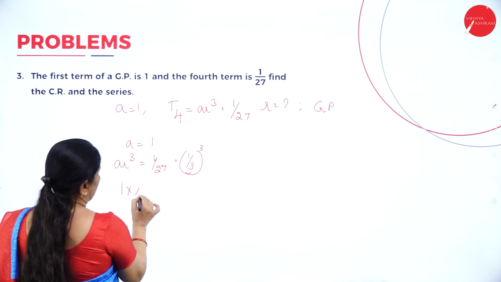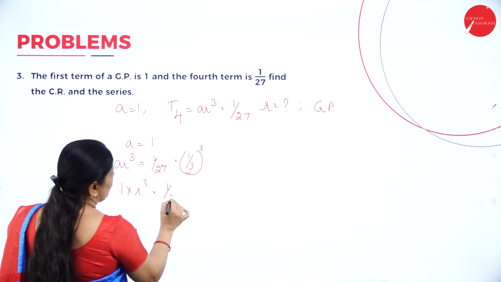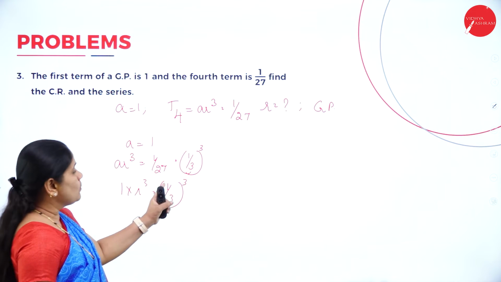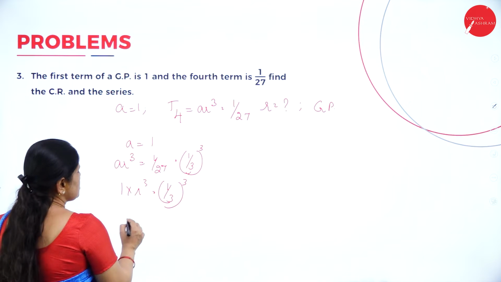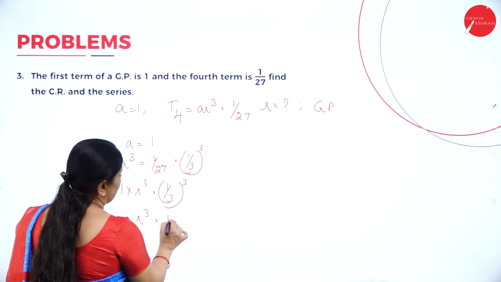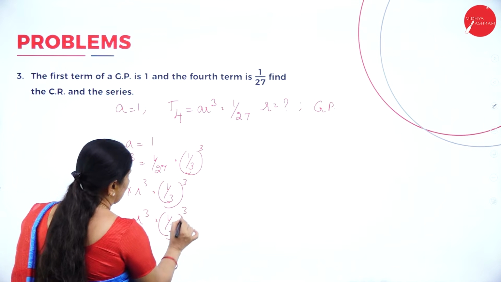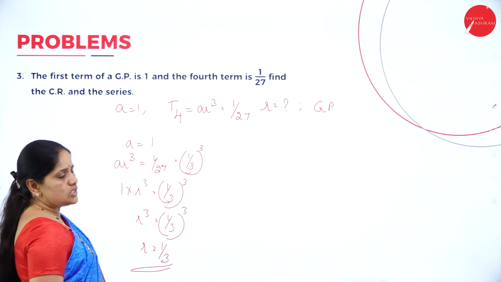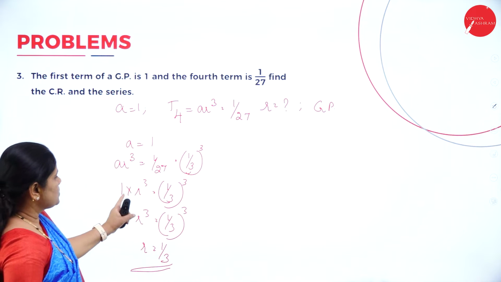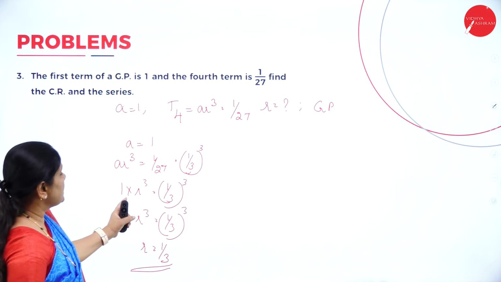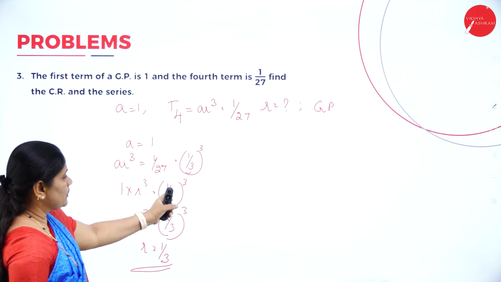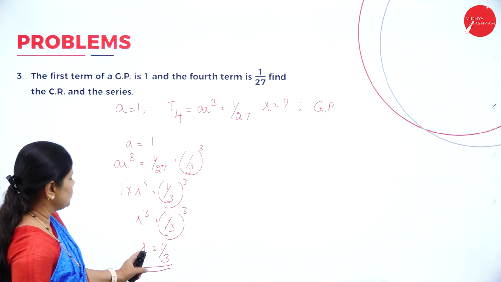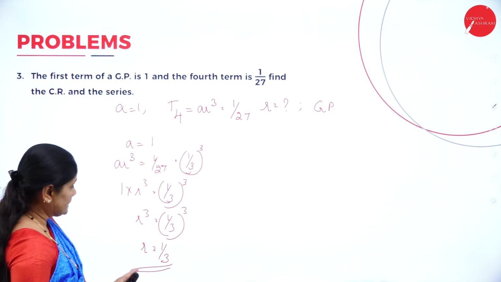But we know A equals 1, so 1 into R cube equals 1 by 3 the whole cube. So R cube will be equal to 1 by 3 the whole cube. R equals 1 by 3. So we know A equals 1, so I substitute the value of A as 1. 1 into R cube equals 1 by 3 the whole cube. R cube equals 1 by 3 the whole cube. R equals 1 by 3.